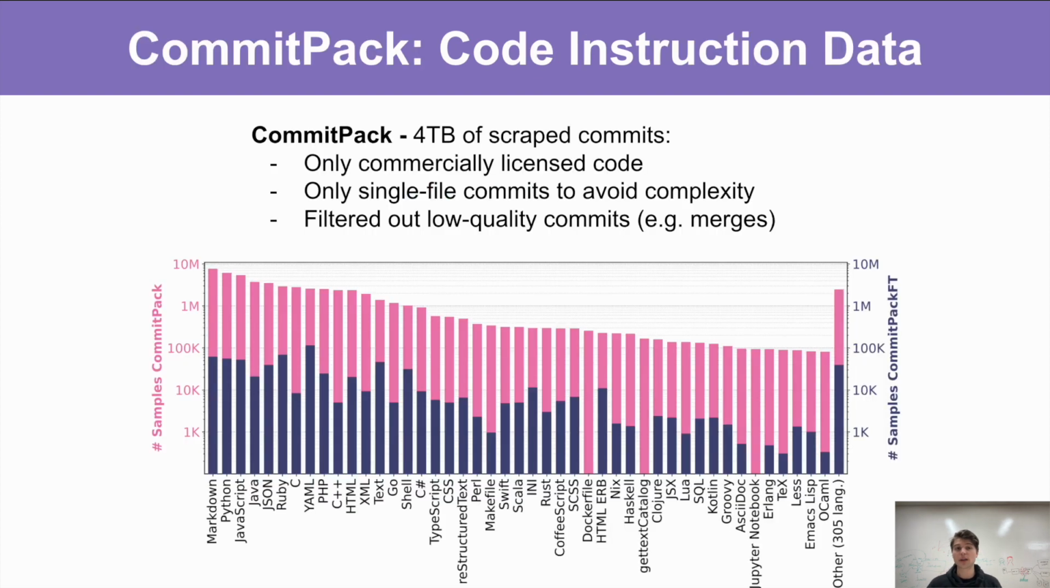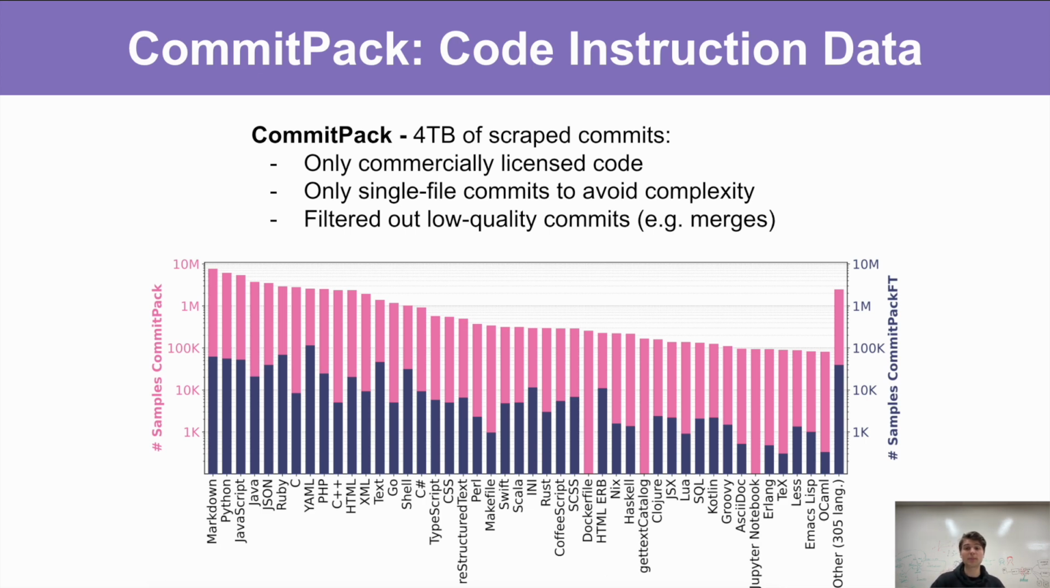And commits are available in abundance, and thus we create CommitPack of 4 terabytes of scraped commits that we take from GitHub. They all stem from commercially licensed repositories to ensure that there are no problems with using them downstream. We also only focus on single file commits to make sure that there's not too much complexity, because with multi-file commits, the commit message is bound to be not very specific because there's many more changes. And then also we filter out very low quality commits, such as merges, where the commit message is literally just merge this and that. Below is a distribution of CommitPack. It covers hundreds of programming languages.